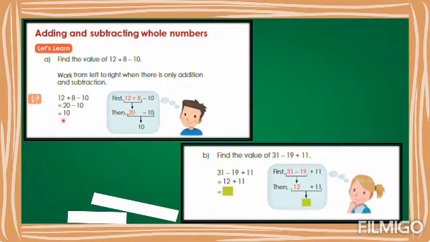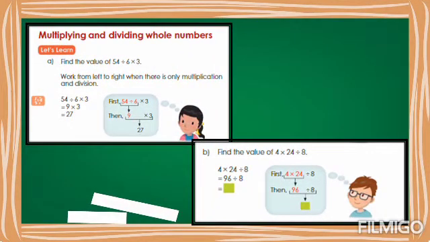We have here another problem, letter B. We're going to find the value of 31 minus 19 plus 11. In the solution below, we have 31 minus 19, and that is 12. Then we're going to add now the 12 and 11. So we'll put them together, and the sum is 23.